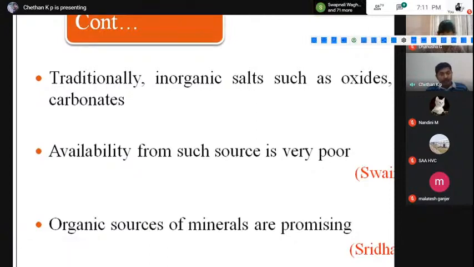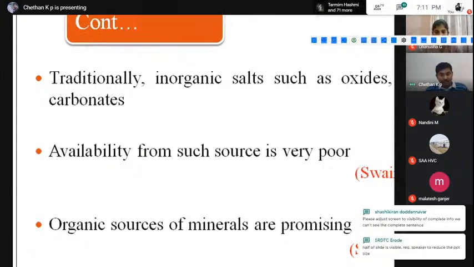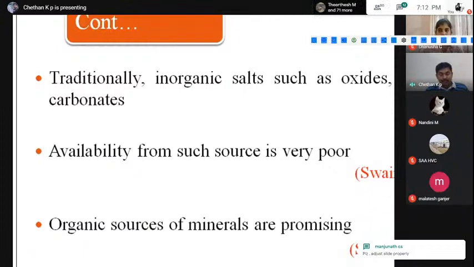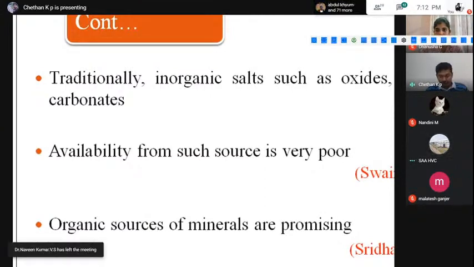The problem is the organic source of minerals, though they are very much promising, they are costly. So still the scientists were looking for something else, which should reduce the cost and which has a better bioavailability and is more helpful, so that we can reduce the concentration of mineral supplementation in the feed.